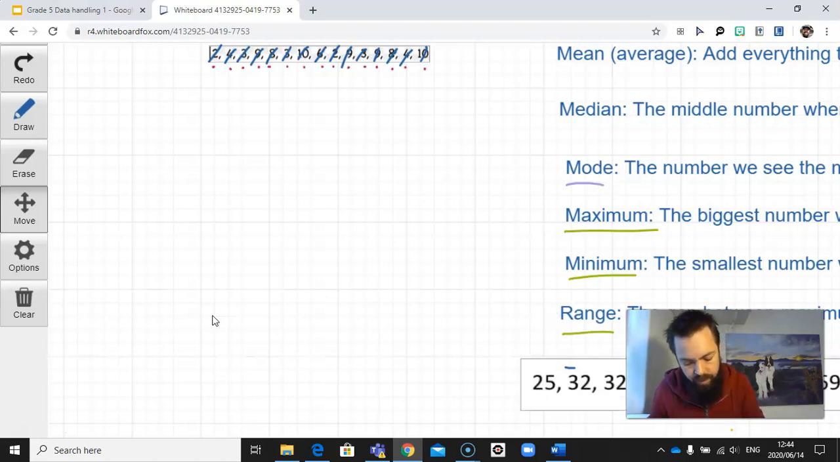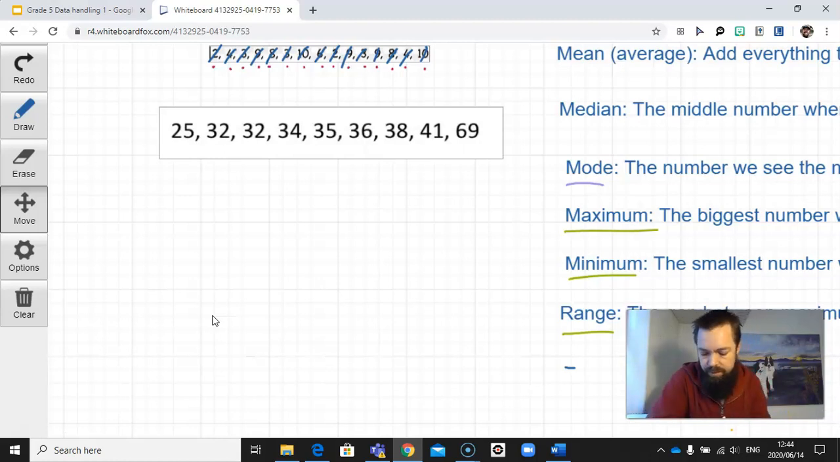Here's the numbers we're going to look at. I've got fewer numbers this time, but slightly bigger numbers. First off, we're going to put them in order from smallest to biggest. 25 is the smallest one I see, nothing smaller, so 25 will come first. 32 is the next smallest. In fact, this one I can see is already in order, so I'm not going to do it again. It's already in order from smallest to biggest.